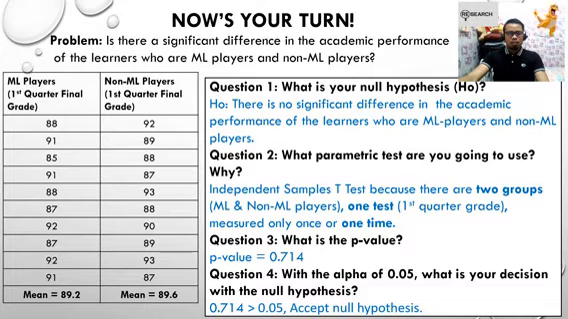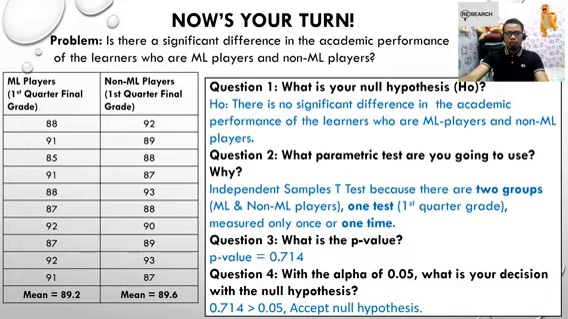Okay, so I hope you got the correct answers. Again, the problem is: is there a significant difference in the academic performance of the learners who are ML players and non-ML players? You have their grades in the first quarter for the ML players, and I also showed you the first quarter final grade of the non-ML players. The average for the ML players is 89.2 and for non-ML players is 89.6.